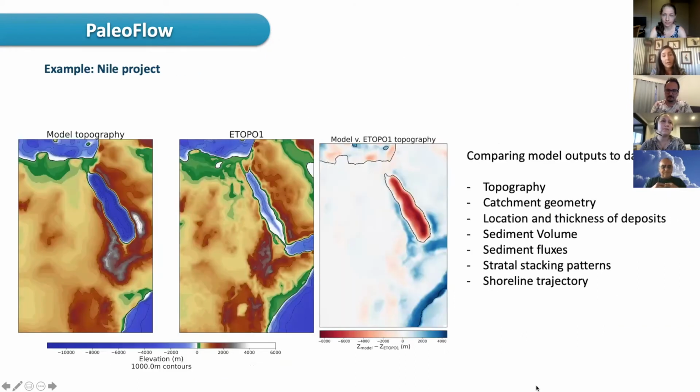Here are some tools we use to determine when a model is realistic enough to be used. Here's an example of Chris Nile Delta project. You have a model topography and the e-topo topography. When you compare the two, Chris's area is here, and you can see that the variation between the Earth topography and the model topography is really low. You have other tools: you can use catchment geometry, location and thickness of deposits, sediment volumes, etc.